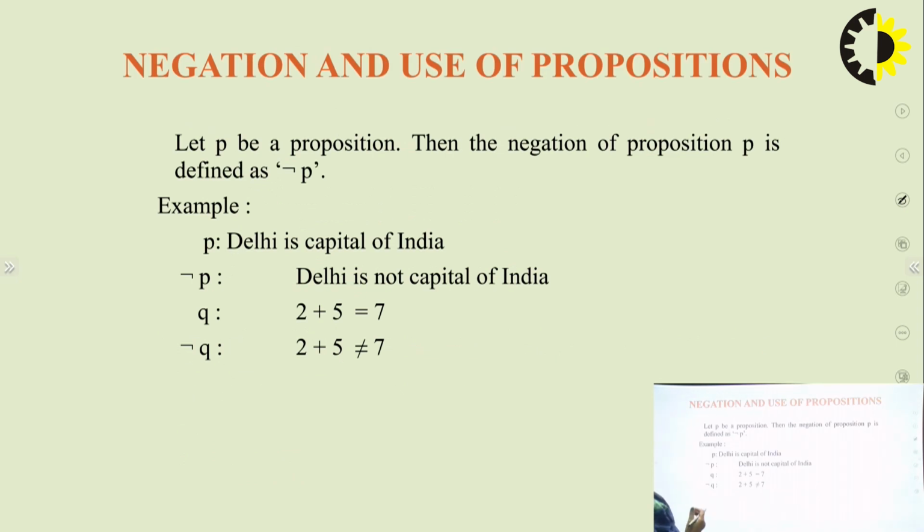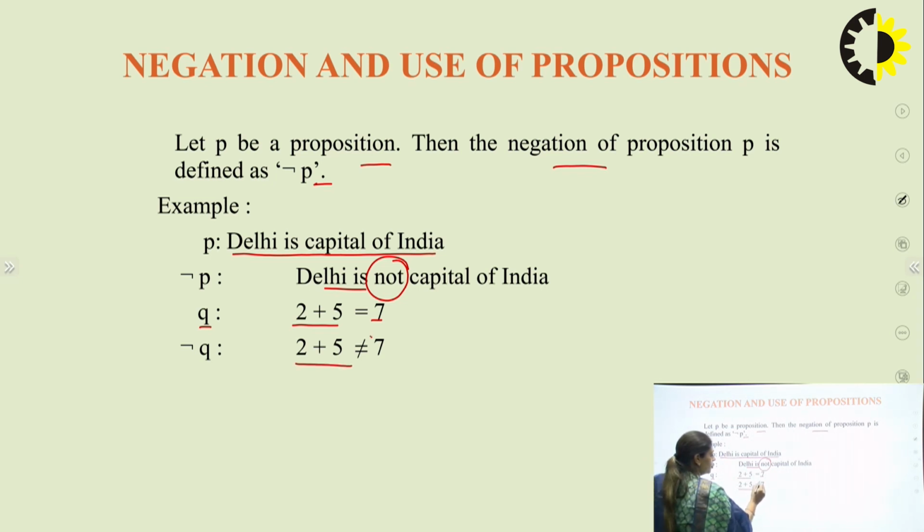Now if we have to negate a proposition, let P be a proposition, then the negation of proposition P is symbolized with dash P. Suppose the proposition is Delhi is the capital of India. When we negate it, we write Delhi is not the capital of India. "Not" is used to negate the particular statement. Now Q is 2 plus 5 is equal to 7. This is a true statement. Its negation, 2 plus 5 is not equal to 7, is false.